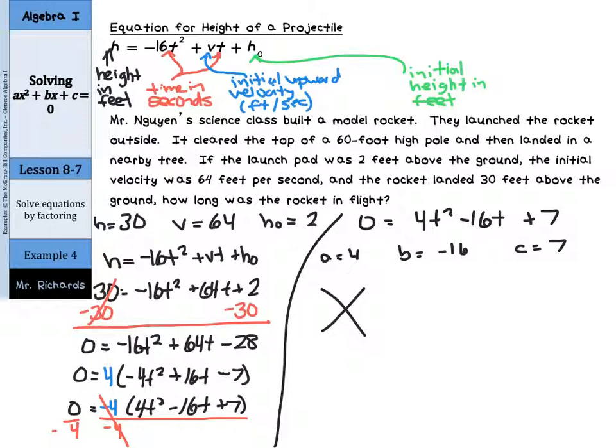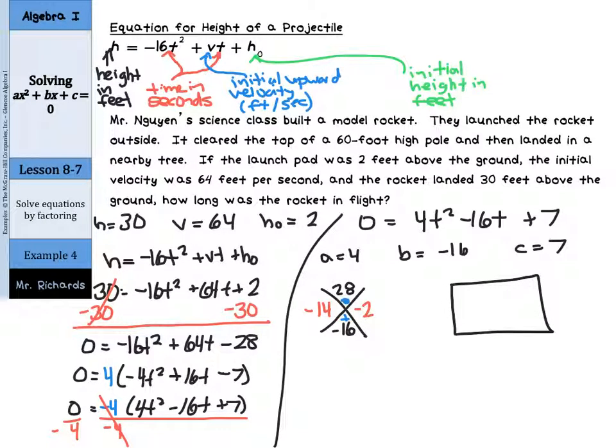So as we look at our a times c, 4 times 7 is 28. Our b is negative 16. So we're looking for two numbers that multiply to be 28 that add up to be negative 16. Well, to get a sum of negative number, but a product of a positive, means we're looking for two negative numbers. And sure enough, negative 14 times negative 2 results in a positive 28, and negative 14 plus negative 2 is negative 16.